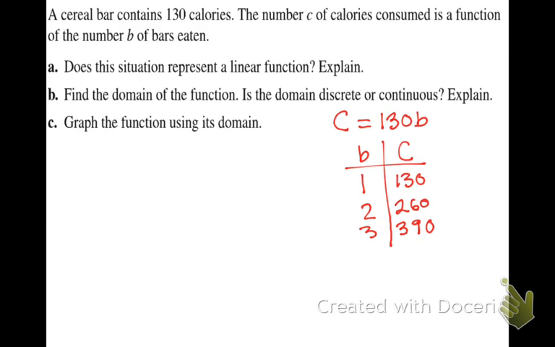Find the domain. So my domain is my B. So tell me about the domain. It has to be greater than what? 0. Because I could take just a nibble. I don't want to start at 1. It has to be greater than 0, because I could take 1 nibble. And that's going to add calories to me.